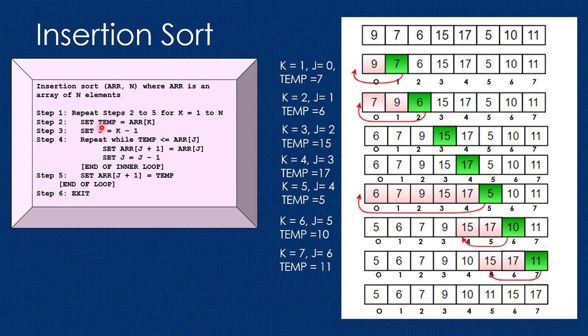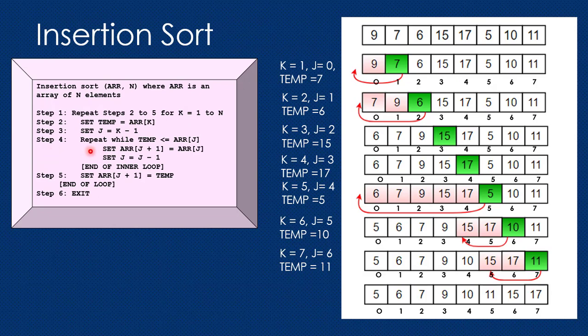Now we take a temporary variable temp, which is array of k, the element at index k. So what is the element at index k? 7. So k is 1 and the temp value is 7. And now the third step is set j equal to k minus 1. So k is actually 1, j is equal to 1 minus 1, that is 0.